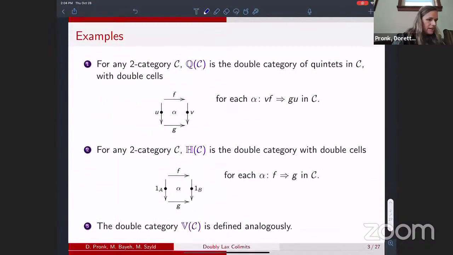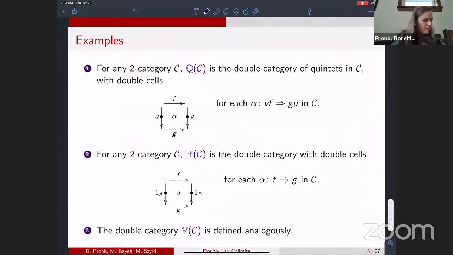Good, then let's look at a couple of examples. My examples are primarily made so that I can use them later. So they are showing you how you can make double categories out of two categories or categories for that matter. So if we have a two category, then there is the double category of quintets that was already introduced by Charles Ehresmann, where the double cells are the two cells from the original two category, and both the horizontal and the vertical arrows are simply the arrows from the original two category. So an alpha here just means that I had a two cell originally from VF to GU.